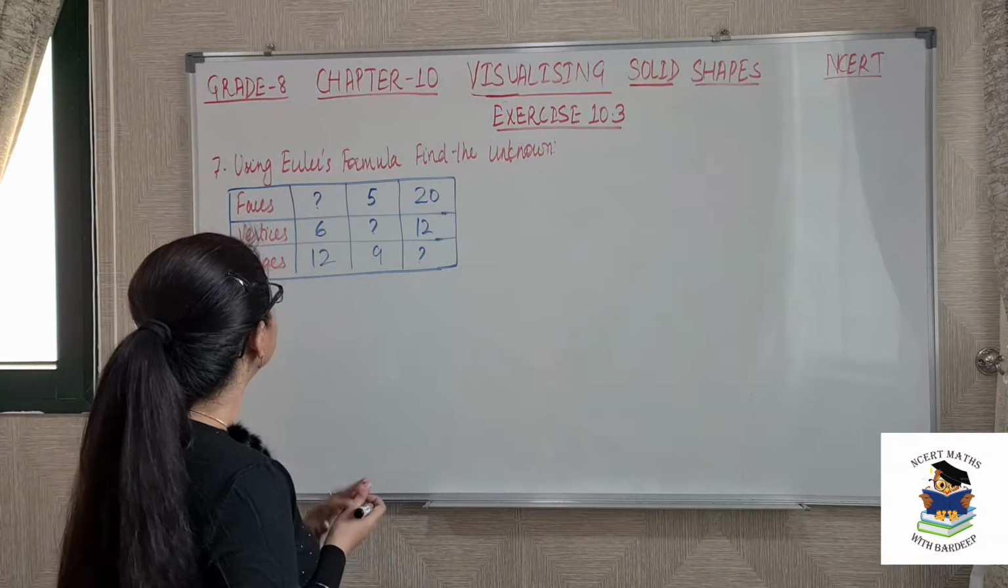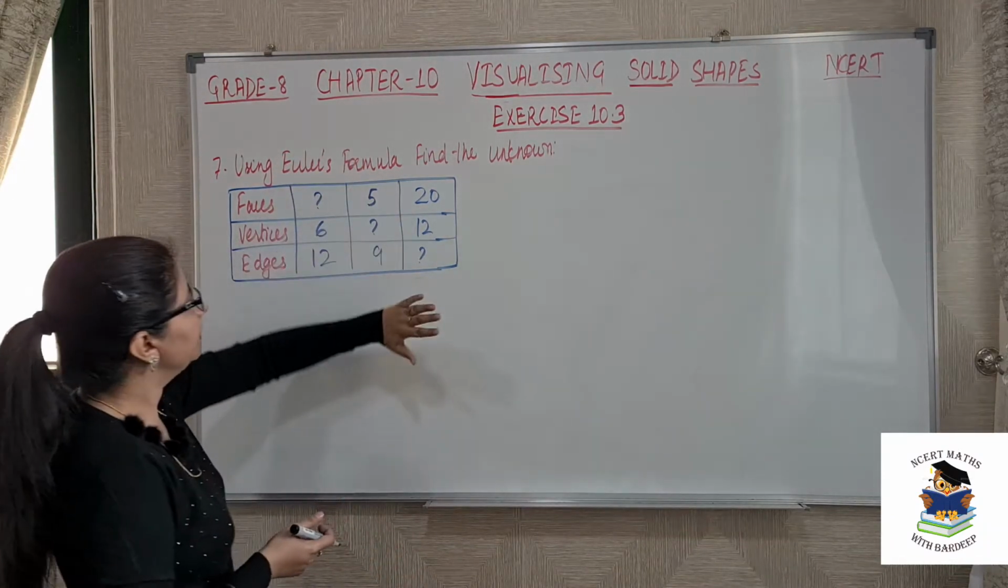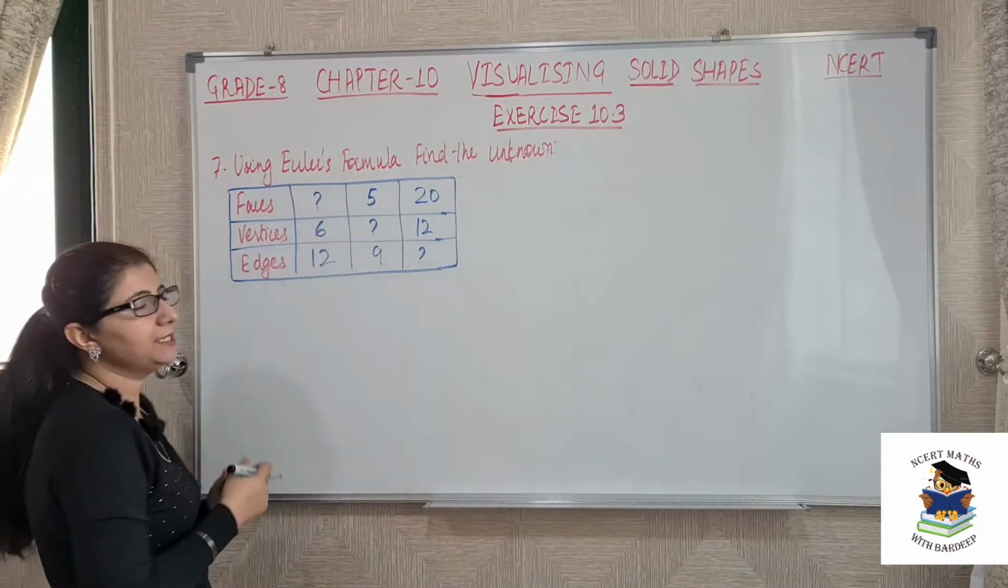So 7th question is using Euler's formula find the unknown. So this table is given to us and we should find the missing values.